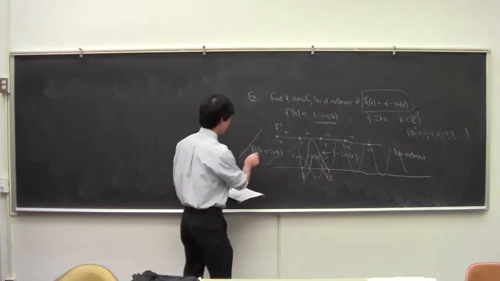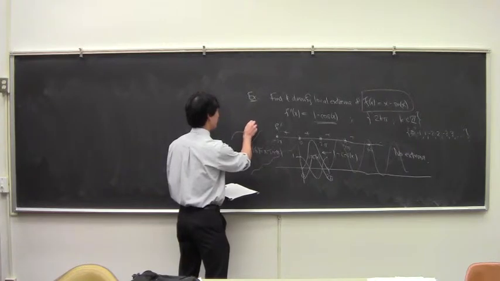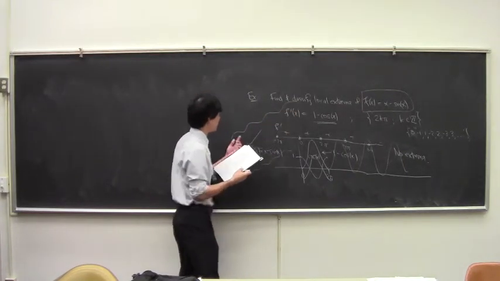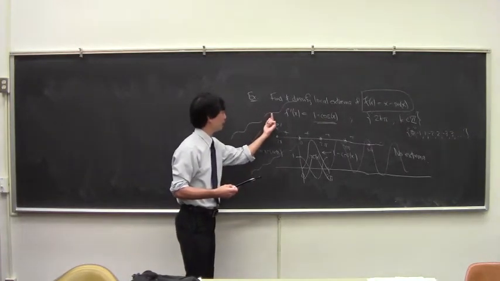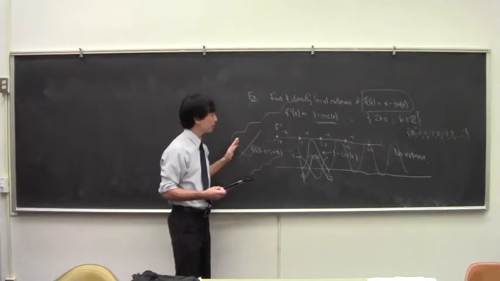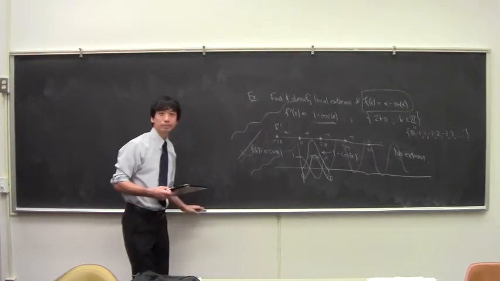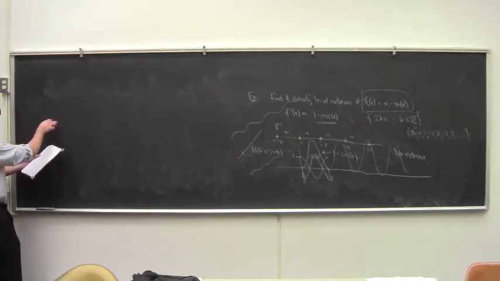The function becomes flat at some points. The derivative is 0 at 0, 2 pi, 4 pi, and so on. But it never turns around and goes down again.